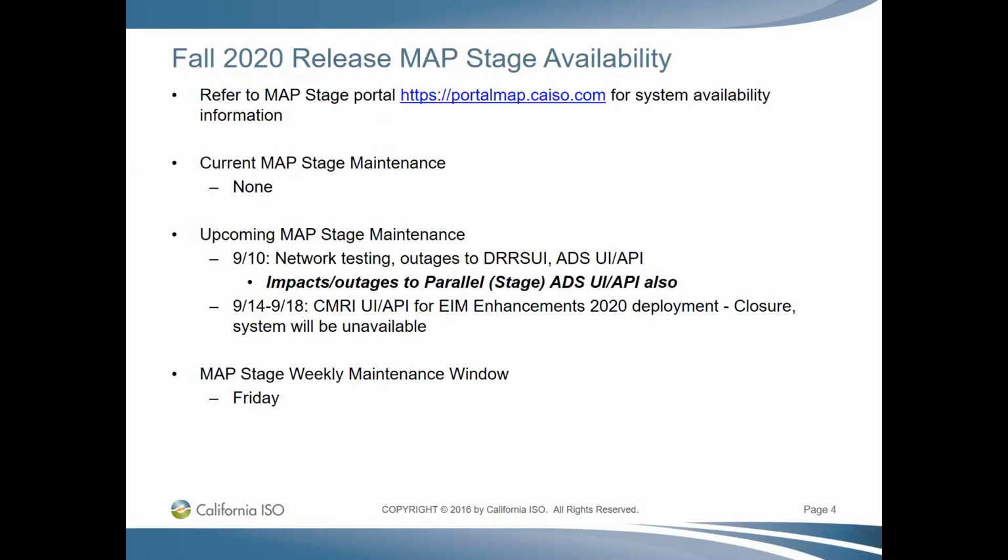Availability for Mapstage can be found on portalmap.kaiso.com. Currently, we have some Mapstage maintenance upcoming on the 10th of September and between 14 to 18 September for network testing on 9.10 and 9.14, CMRI UI API for EIM enhancement 2020 deployment. Any questions here? All right, moving on.